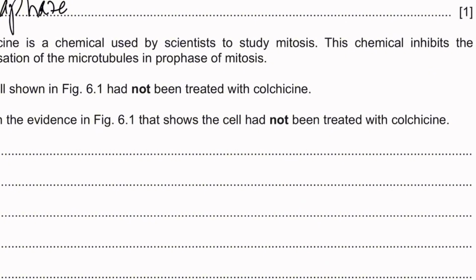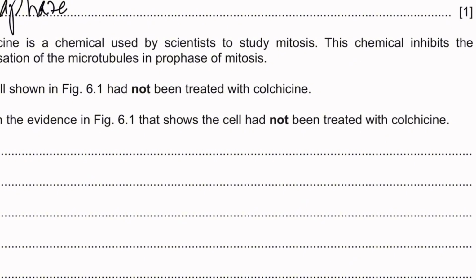And then colchicine is a chemical used by scientists to study mitosis. This chemical inhibits the organization of microtubules in prophase of mitosis. The cell shown in figure 6.1 had not been treated with colchicine. So remember, it's a chemical to study mitosis, and this chemical inhibits the organization of microtubules in prophase of mitosis. Interesting. So this obviously has not been treated with colchicine. Explain the evidence that the cell has not been treated with colchicine.